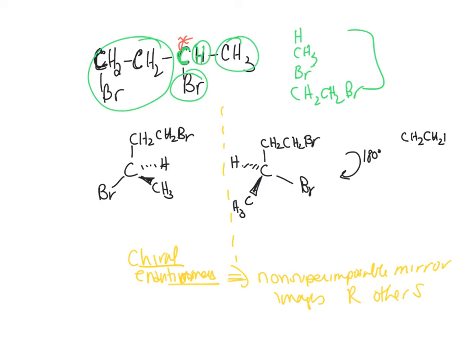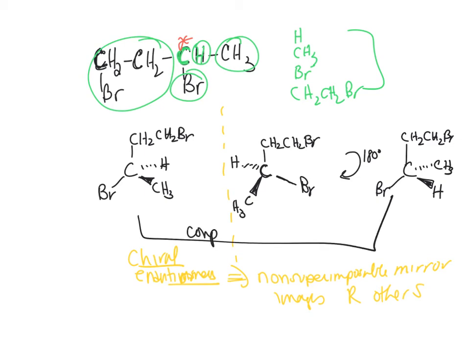CH2, CH2, Br. Here's your carbon. See, the bromine's on the right here. The bromine would be on the left. You've got CH3. You can put your dashes and wedges here. CH3 would now be on the dash, and H would be on the wedge, and then you would compare these two. And you would see that these are the same, okay?